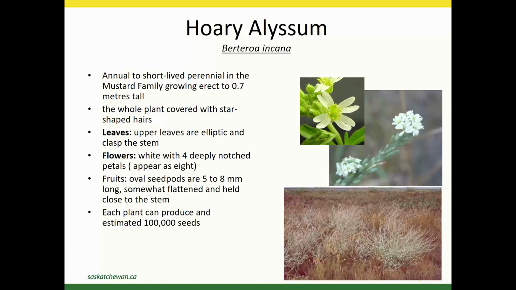The flowers are white with deeply notched petals, four petals according to the mustard rule. But these things are notched so deeply that they appear as 8 petals, and that's that top left-hand picture there. The fruits are oval seed pods, and they're 5 to 8 millimeters long, so they're not very big. They're flattened and held close to the stem, and there'll be a beak on the tip of that pod as well. And I did a little bit of mathematics with one of these plants one day and estimated that it can produce up to about 100,000 seeds per plant.